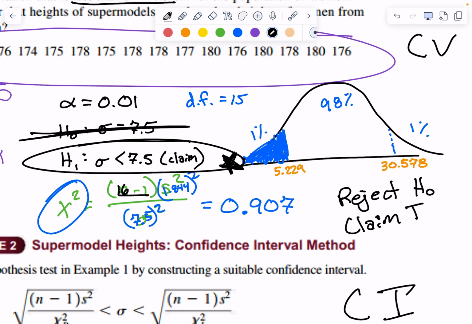Now, what does that mean about our supermodels? They are not deviating a whole lot. They are about the same height. They have very, very small deviation. They are exactly the same height all the way across, which is what we want.